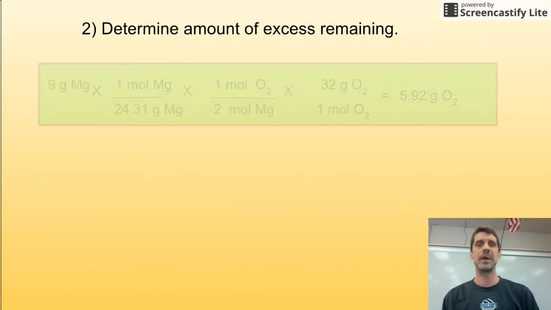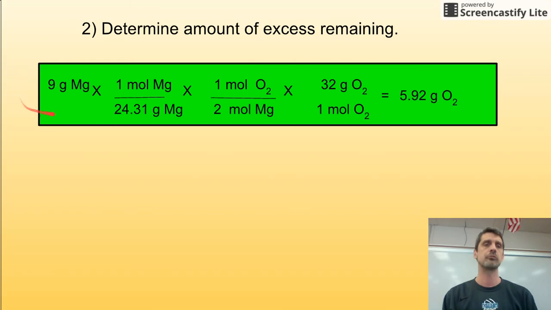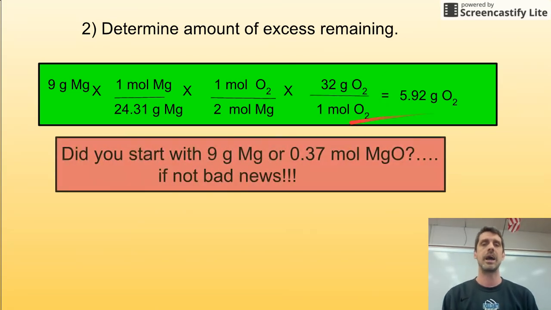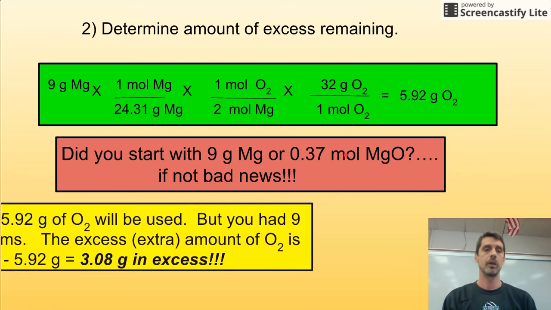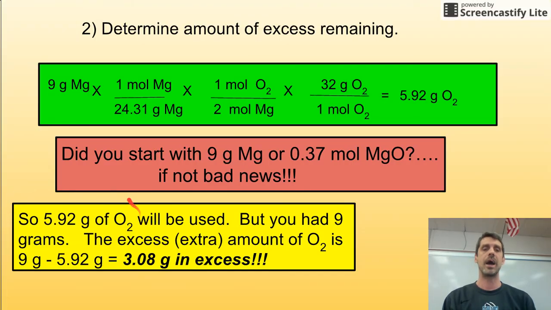Okay, so determining your excess remaining, you're going to start off with limiting information. We decided magnesium was the limiter, and I had 9 grams of it, and I found out that I needed only this much oxygen. So how much is then left over? Well, if you remember, we had 9 grams of magnesium to start with. Okay, so make sure you did start with these. If you didn't start with those 2 numbers, you started improperly. Now, if you remember, we had this many grams of oxygen needed, but we had 9 to start with. So if you take those 2 numbers and subtract, you will have how much excess remains.